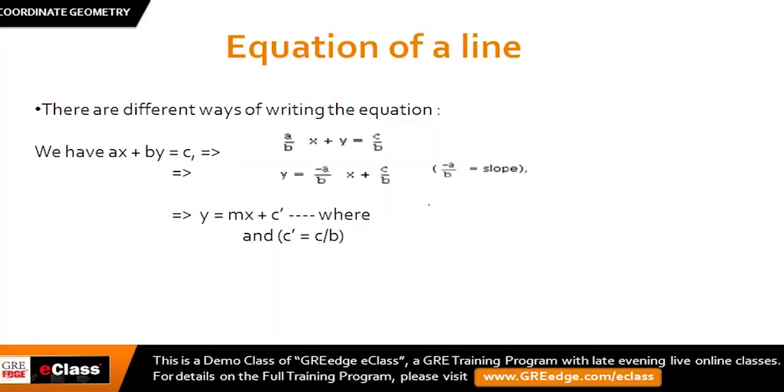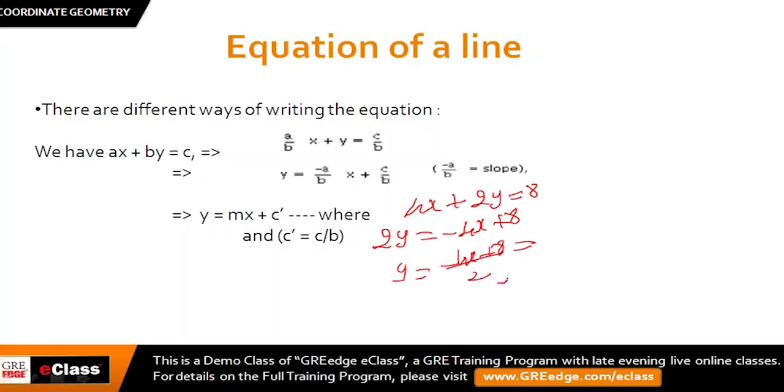For example, I have an equation 4x plus 2y equal to 8. If I rewrite the given equation in the form of y equal to mx plus c, then what am I going to get? 2y equal to minus 4x plus 8. Then y equal to minus 4x plus 8 by 2, which is going to be minus 2x plus 4. So my general equation is y equal to minus 2x plus 4.